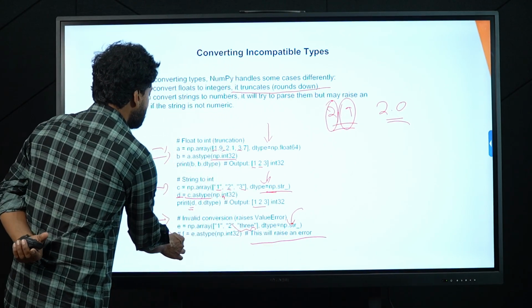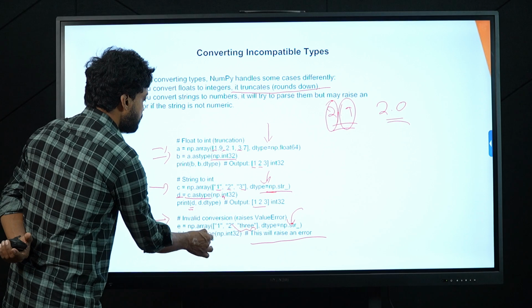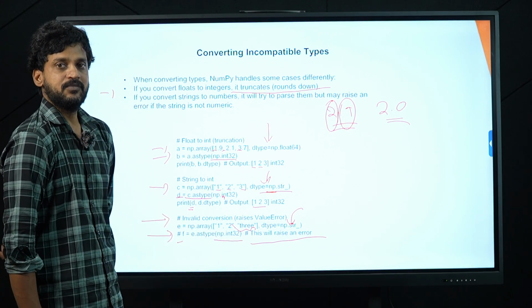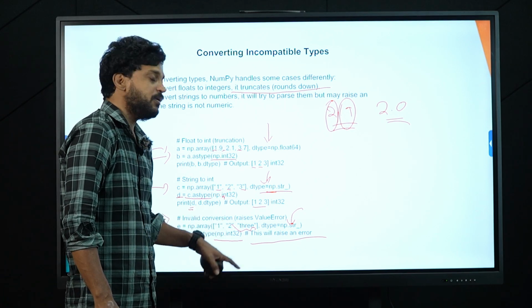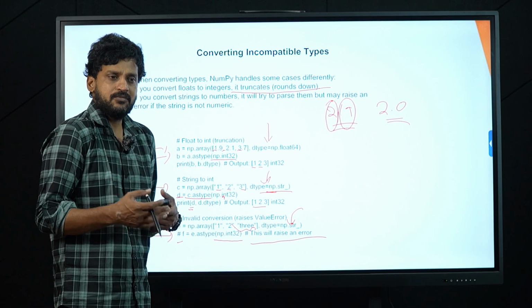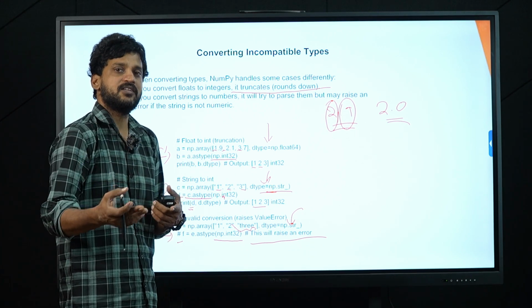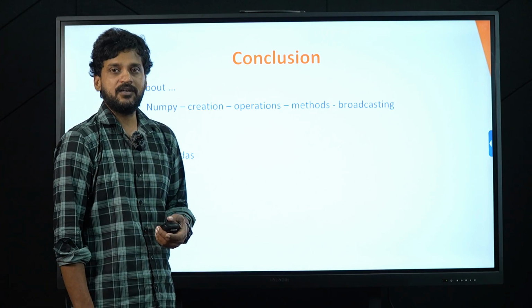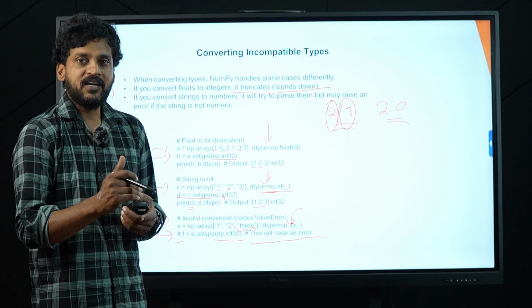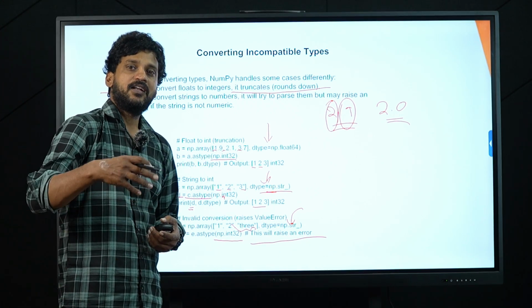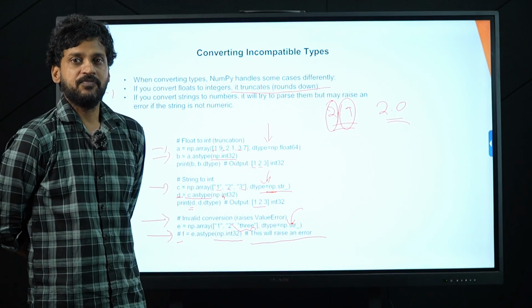What I am saying is f is equal to e.astype np.int32. This is going to raise an error because 1 and 2 can easily be converted, but 3 cannot be converted. 3 is alphabets, a collection of alphabets. So the system is going to raise an error. This is how incompatible data type conversions will be handled by the Python program, the NumPy library. Thank you so much.